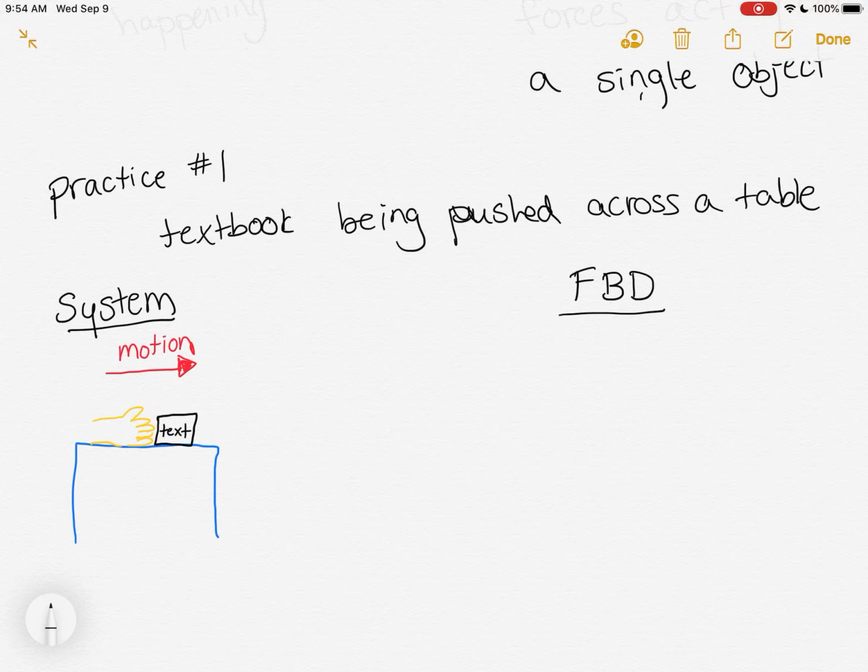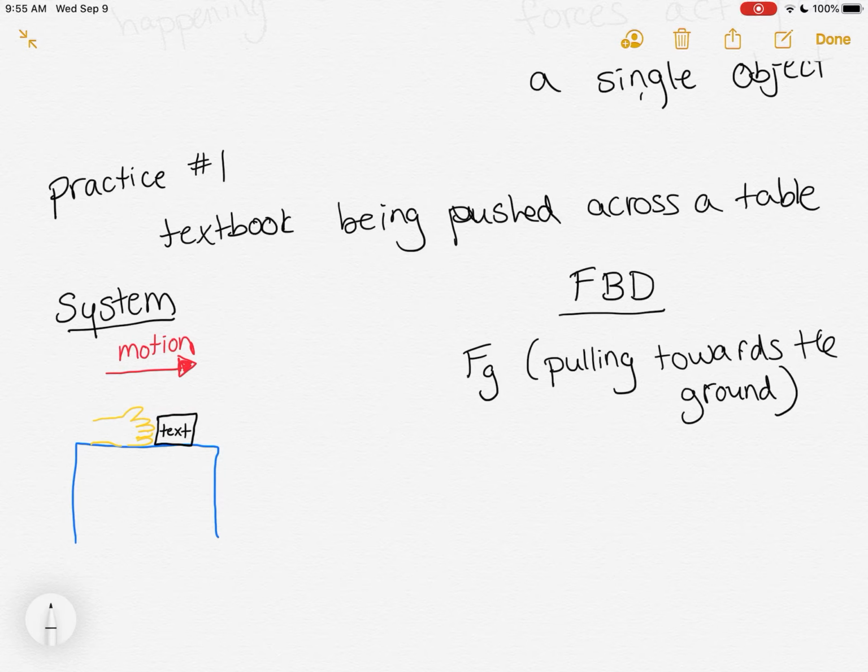So because the textbook is on the earth, we know that we are going to have a force of gravity that's acting on the textbook. And the force of gravity is always going to be pulling towards the earth, so towards the ground. Okay. We know because the textbook is sitting on a surface, we're going to have a normal force, okay? Since we're rubbing across a surface, so the textbook is moving across the surface, we know we're going to have a force of friction, okay?